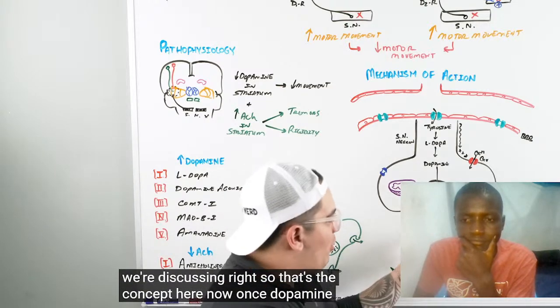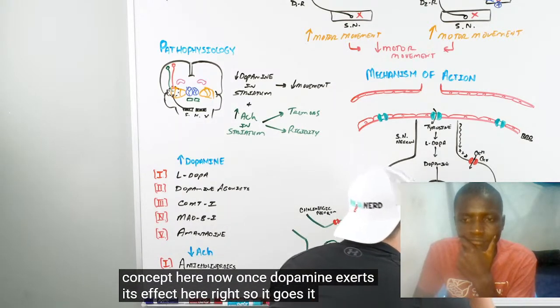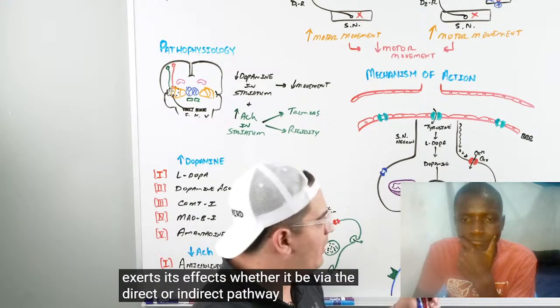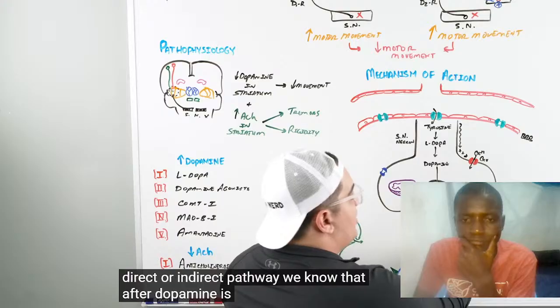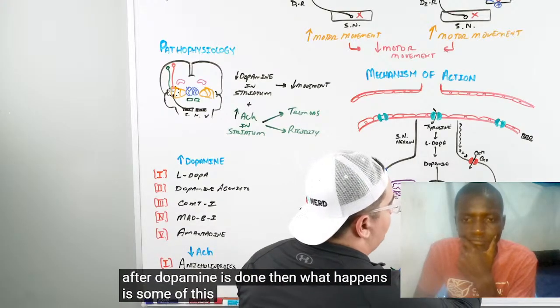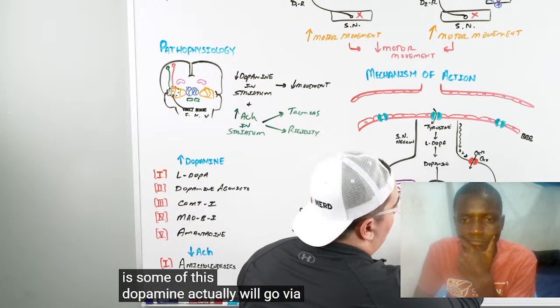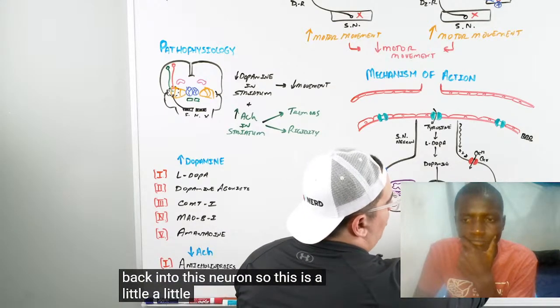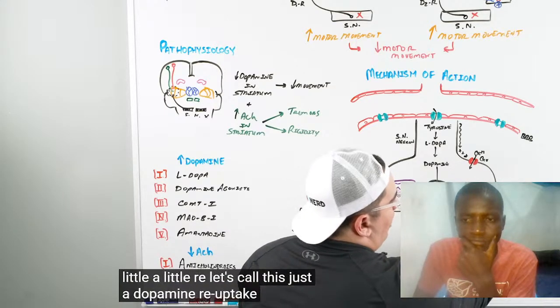Now, once dopamine exerts its effect here, right? So it binds onto this particular receptor and exerts its effects, whether via the direct or indirect pathway, we know that. After dopamine is done, some of this dopamine will go via this special transporter and get reuptaken back into this neuron. So let's call this just a dopamine reuptake transporter.